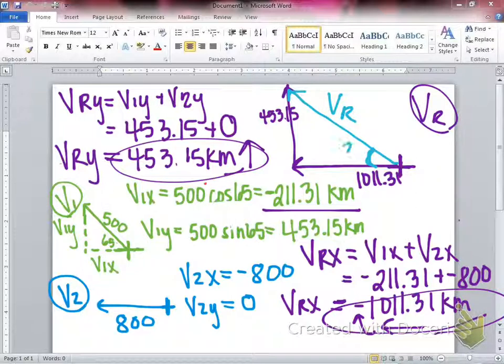So we need to find hypotenuse using Pythagorean theorem, and we need to find the angle using inverse tangent. Here I want your full answer. I want the magnitude and the direction of this vector, of its resultant. And what this is going to tell us is exactly how far this plane is from where it started. Okay, even though it took kind of a jagged path to get there, we're going to look at exactly how far it ended up from where it started.